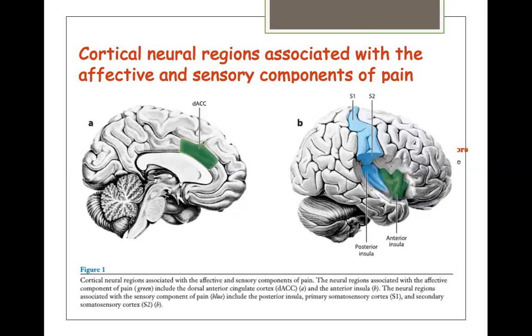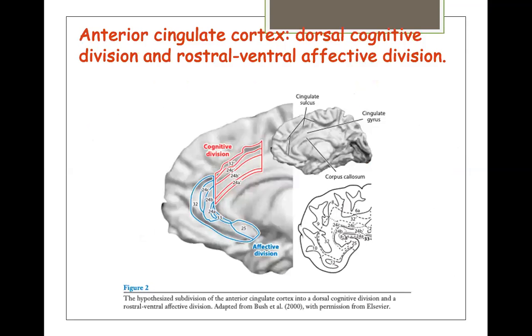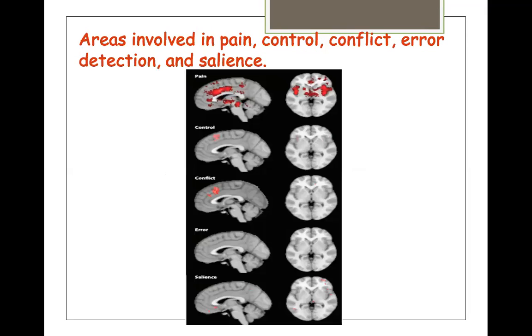All right. So now I'm going to talk a little bit about some cases because we're running out of time, and I just want to briefly show you some of the areas of the brain involved with error detection, salience, pain, and you can see that they're very similar.